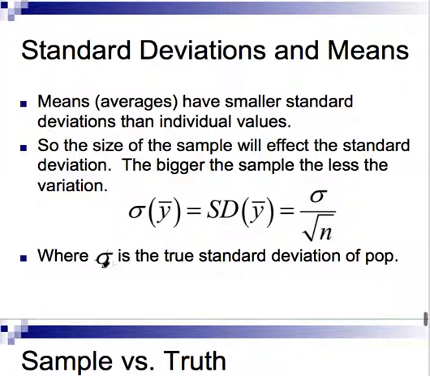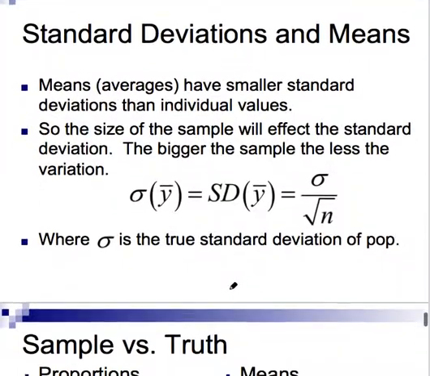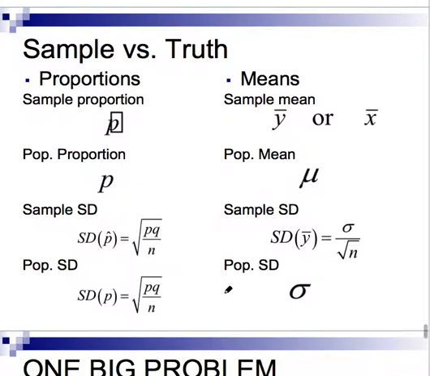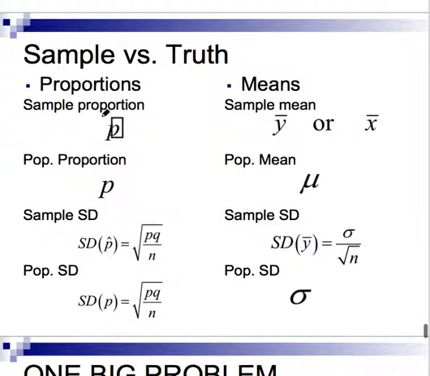Okay, so this symbol is the true standard deviation of the population. To find the standard deviation of this sample mean, we take the standard deviation of the whole population divided by the square root of n, whatever n is, how much is in our data. Okay, so this is an important slide. Okay, again, this is the hat.